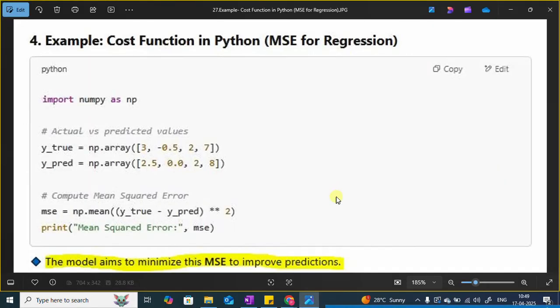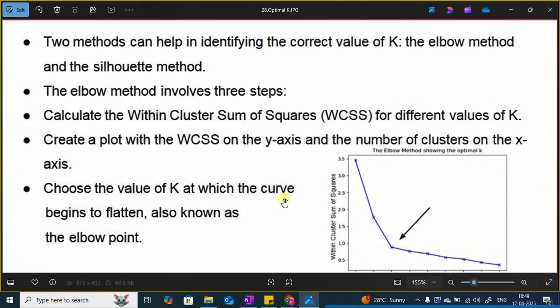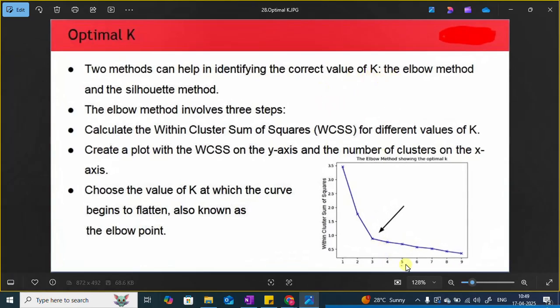Now some examples you can see. I have taken a numpy array, 3, minus 0.5, 2, 7 and so on, and I'm trying to find the mean value. The model aims to minimize this MSE to improve the prediction. If you see the output, you can see the optimal K. How, we will discuss in the next class. I'm trying to draw the diagram between the number of K, which is nothing but the assumption of the number of centroids, and WCSS, within-cluster sum of squares.